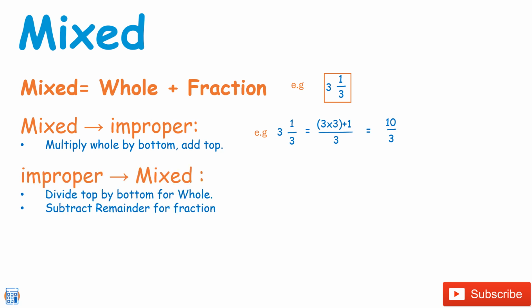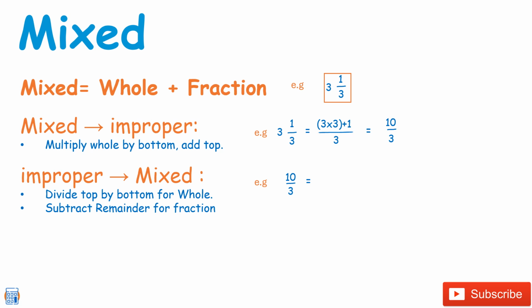Going from an improper to mixed, it is basically where you divide the top by bottom for the whole, and then you subtract the remainder for a fraction. Might sound a bit complicated, but let's get into it. So if we use that same previous example, just to prove that it works, 10 over 3, how would we go about converting this back to mixed?